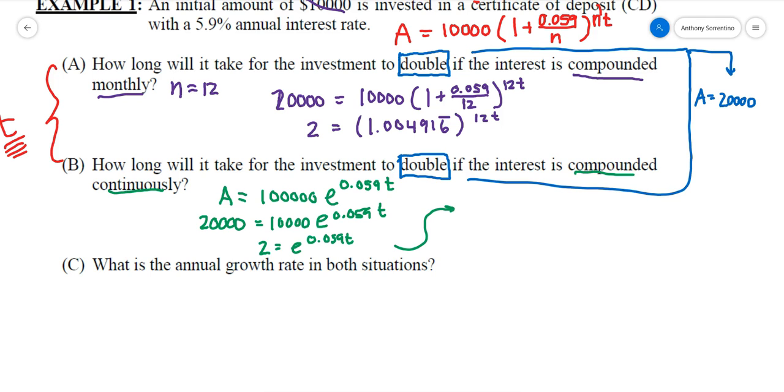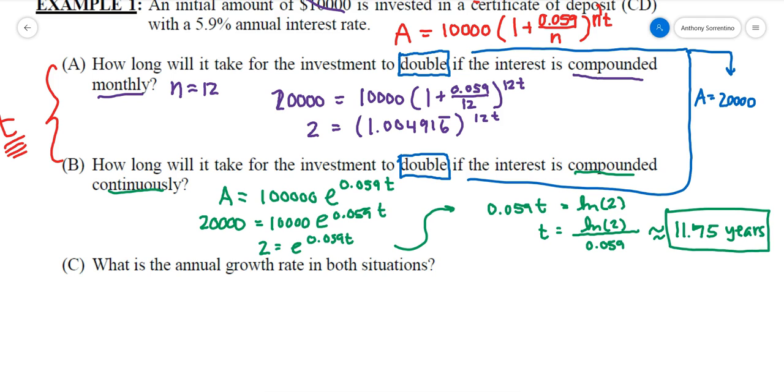So to move further into this question, I would say that the equivalent logarithmic statement would be that 0.059t would equal the natural log of 2, and t would equal the natural log of 2 over 0.059. And when you work that out, you get about 11.75 years. So again, as I said, not a major difference, but it is slightly shorter.